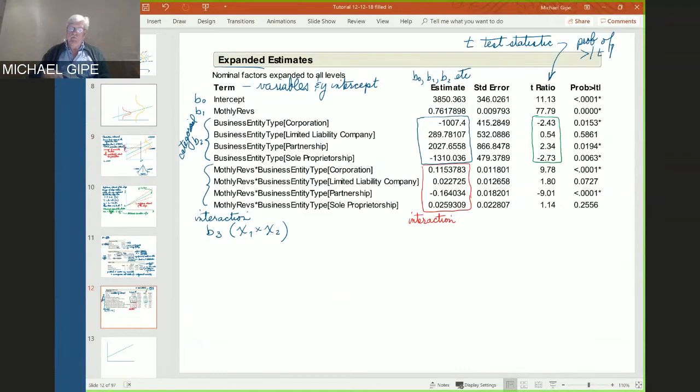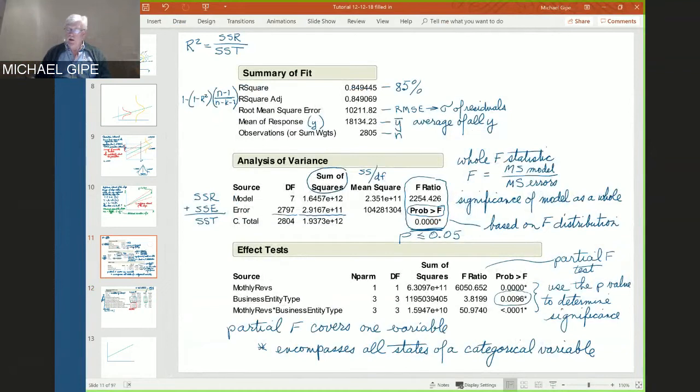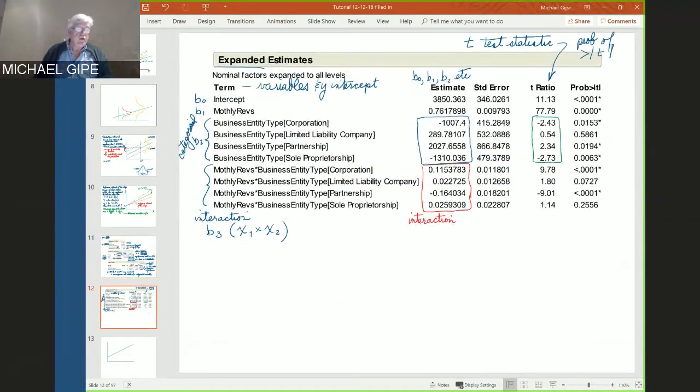If you want to look at the significance of that particular variable, you have to go back here to the F ratio that looks at collectively all of the different levels of that categorical variable. It tells us the F ratio is 3.8199 and the p value is 0.0096, which says that overall that categorical variable is a significant contribution to the model. So be careful when you look at the t ratio or the t-stat for categoricals. What else do we have here?